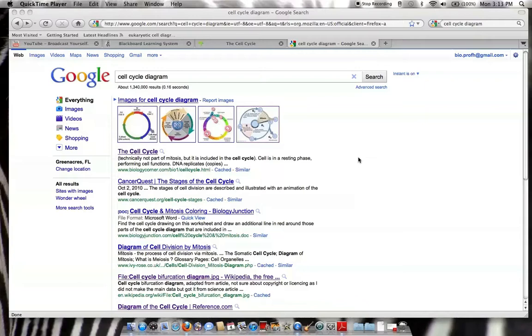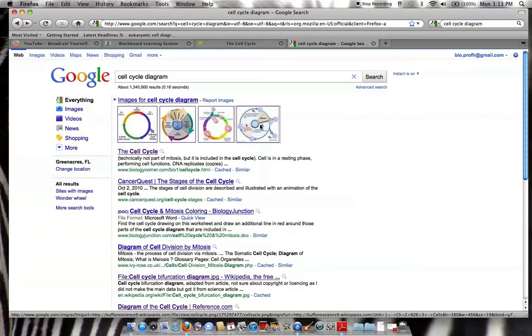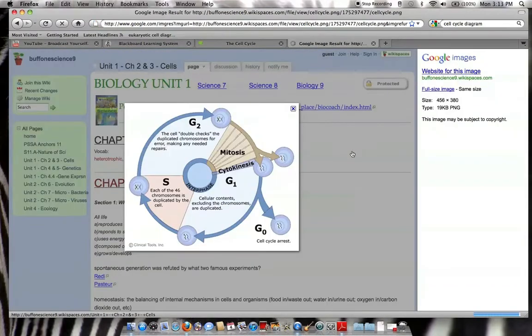Hello everyone. I'm going to talk a little bit about the cell cycle. Now there are a lot of diagrams out there on the internet for you to use. Basically, I'll just select one and we can view what this will show us here. Takes us out to a nice website here.